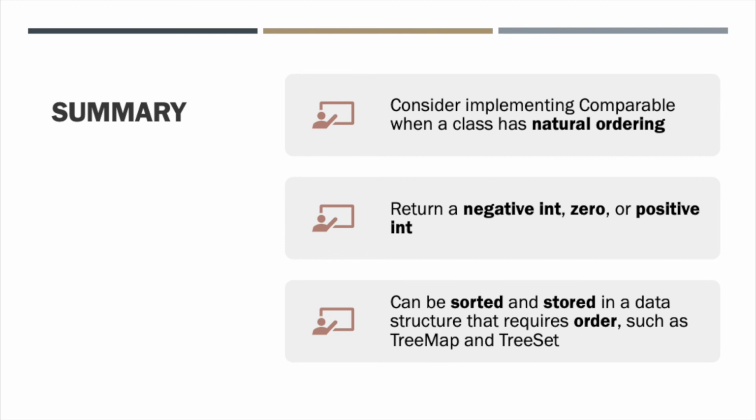Third, some benefits of comparable objects are that they can be sorted in a collection and that they can be stored in data structures that require order, such as TreeMap and TreeSet.